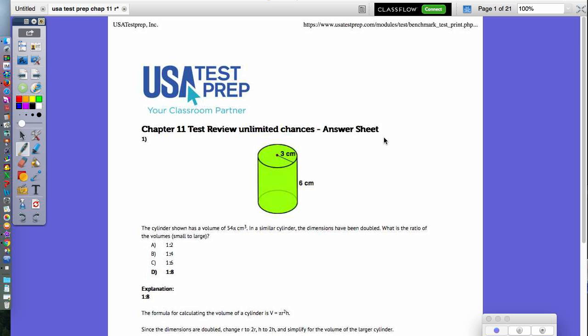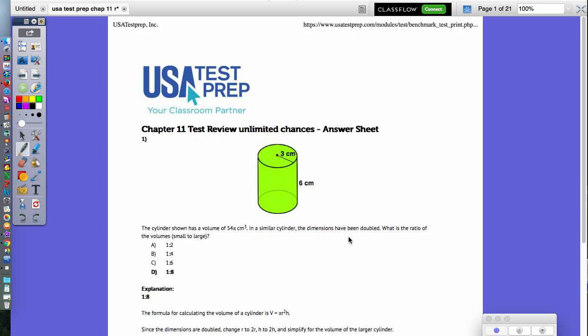So for our first problem, the cylinder shown has a volume of 54 pi cubic centimeters. In a similar cylinder, the dimensions have been doubled. What is the ratio of the volume, smaller to larger? You could actually find the volume of this cylinder, double the dimensions, find the volume of another cylinder, and compare. But say they don't give you dimensions, they just ask you what would happen.